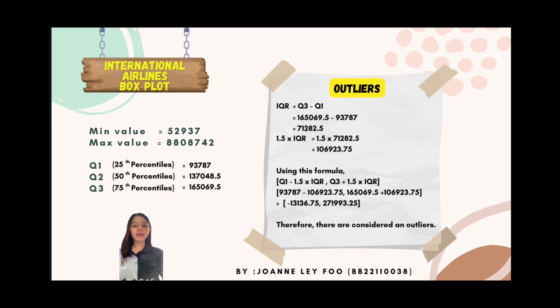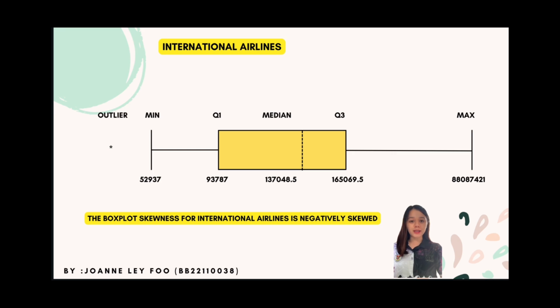Next one, the International Airlines box plot. In here, same with the domestic as well, using the same formula. In here, the result for these outliers will be, they are also considered as outliers. So lastly, the International Airlines box plot skewness. For this one, for International Airlines, it will be negatively skewed.